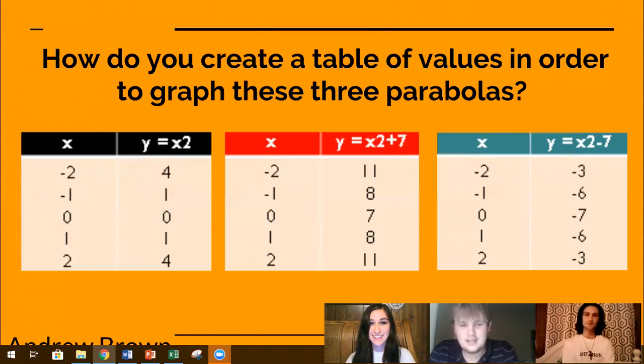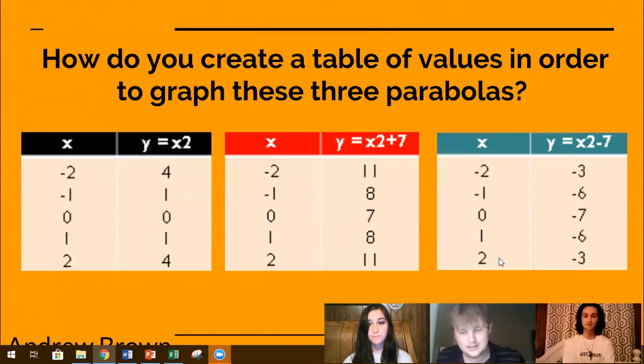So just to answer that question, to make a table of values for the first equation, y equals x squared, we begin by plugging in random numbers for x. You can actually pick any numbers to plug into x. Sometimes it's easier to pick smaller numbers that are for sure on your graph. So I chose to plug in -2, -1, 0, 1, and 2 for x. Then you use these points to graph the equation on a Cartesian coordinate plane.